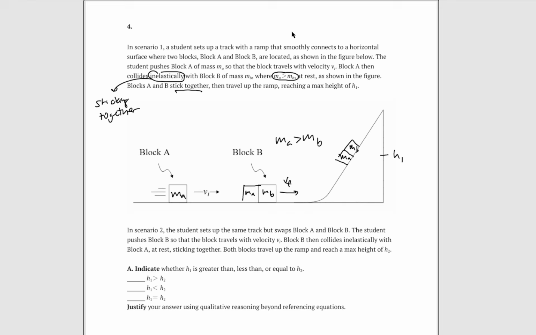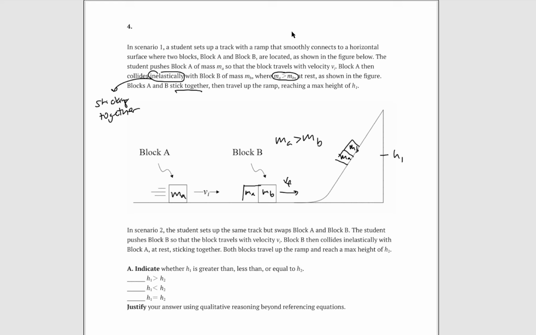Now let's read the second part. In scenario 2, the student sets up the same track but swaps block A and block B. The student pushes block B so that the block travels with velocity vi. Block B then collides inelastically with block A at rest, sticking together. Both blocks travel up the ramp and reach a maximum height of h2.